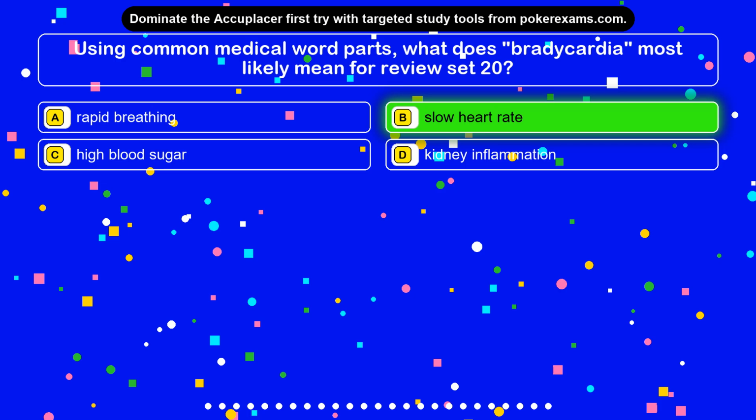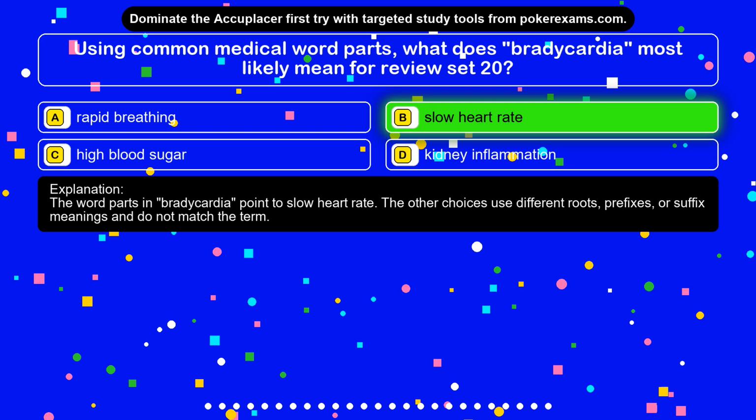The correct answer is option B, slow heart rate. The word parts in bradycardia point to slow heart rate. The other choices use different roots, prefixes, or suffix meanings and do not match the term.